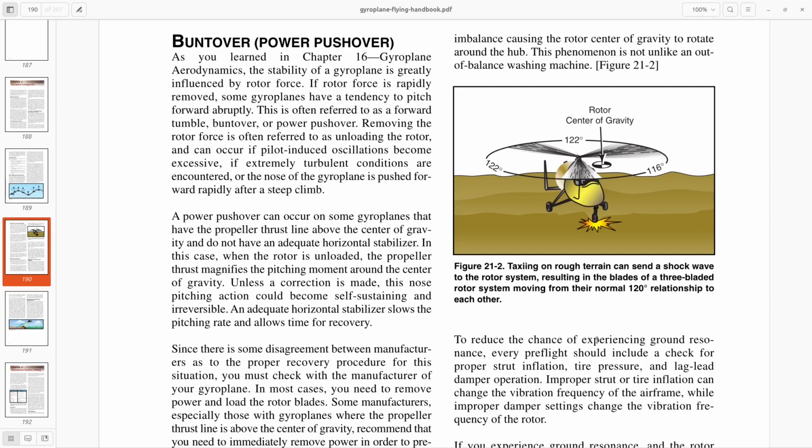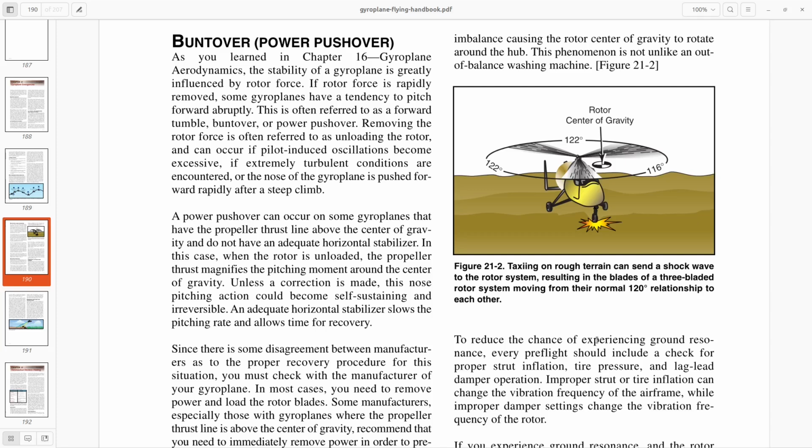If you have a machine where the center of gravity is below the thrust line from the propeller and you increase power, it's going to make this worse. And even if you don't increase the power, it could potentially make this worse because that thrust line again is above the center of gravity, and now it wants to go further nose down. And you can actually get into a situation that is not recoverable.